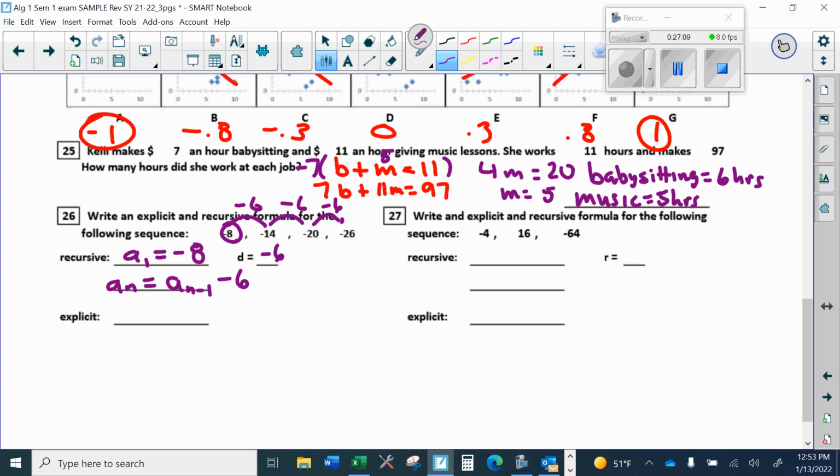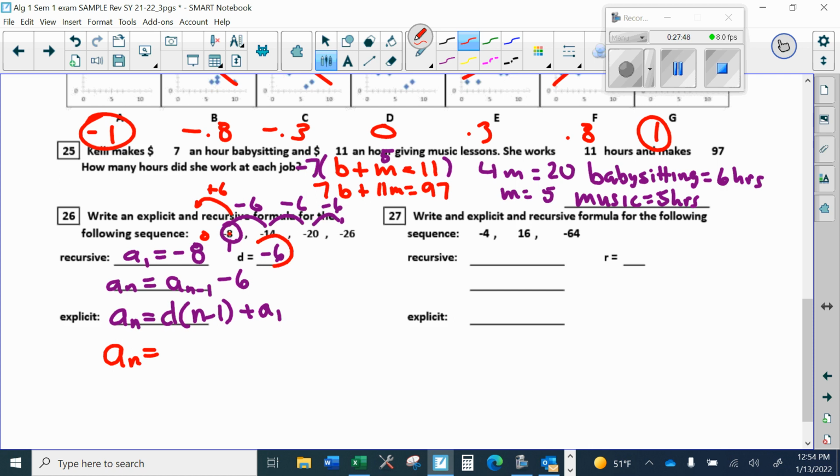Remember, on that one, you have to keep using the previous term to get to the next term, whereas the explicit formula, I'm allowed to go right to any term I want. This setup is always going to be what? D times n minus 1 plus a sub 1. Or I can think of it as slope-intercept form where I have y equals mx plus b, but remember that b is the 0 term. The 0 term, remember, this is the first term. So if I want the 0 term, I have to go back 1, and I'm going to do the opposite. I'm going to add 6. So -8 plus 6 is -2.